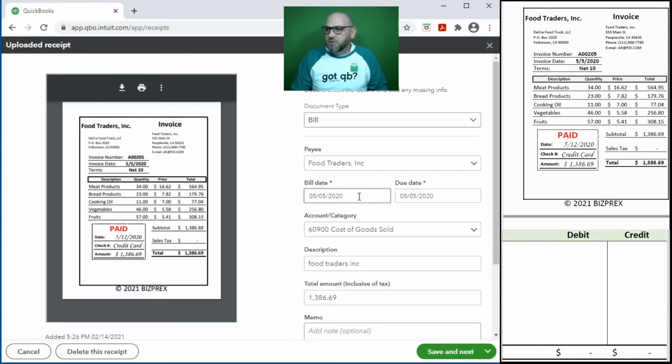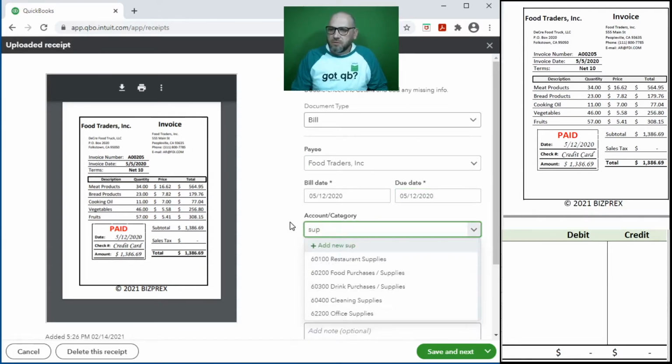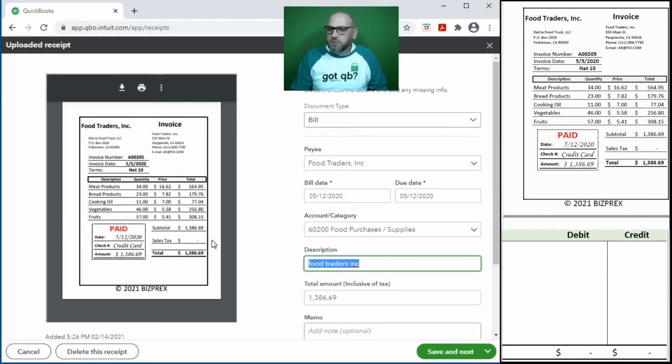Okay, food traders, again, let's correct it to the date we paid it. Just in case, every time we're paying it retroactively, we can just set the due date to the bill date, just for simplicity and avoid confusion. Okay, this is our supplies. That's food purchases, description. Amount, correct.